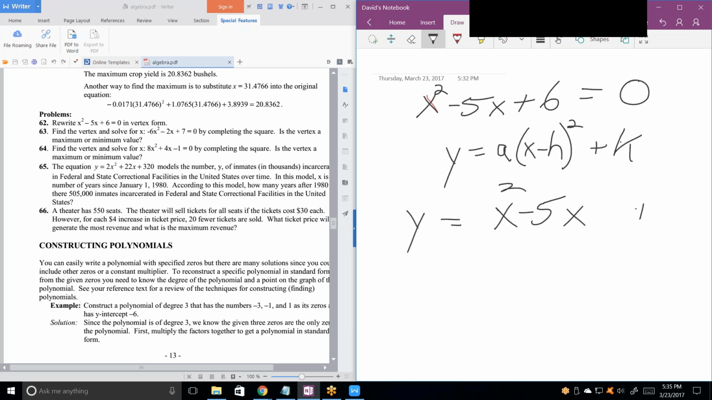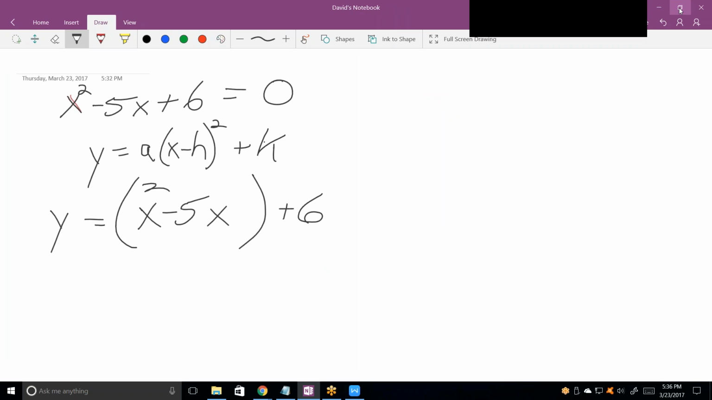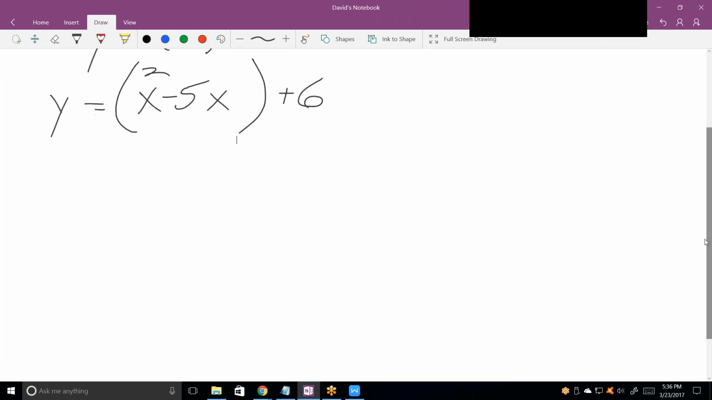I'm going to set that 6 over to the side for a moment. Where I want to complete the square is there. Do you know how to complete the square? In other words, inside the parentheses, do you know how to complete the square?